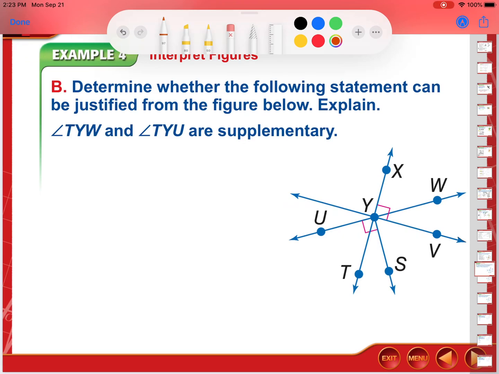Delightful. Determine whether the following statement can be justified from the following figure. Explain angle TYW and TYU are supplementary. So right off the bat, I see that they're adjacent angles and that they connect here. When you add the angle measures, they form this straight line, UW. So I can say, without a doubt, they are in fact supplementary based on the fact that they're adjacent with opposite rays, YU and YW.